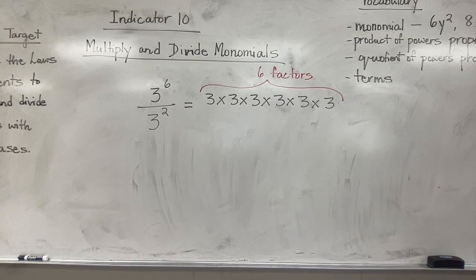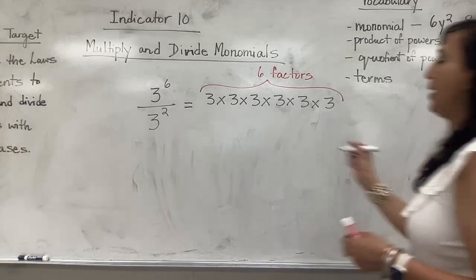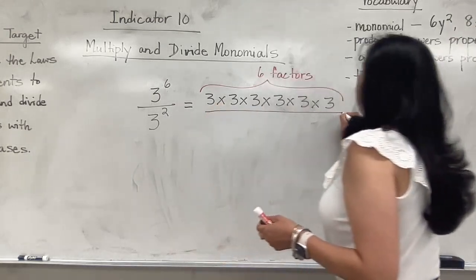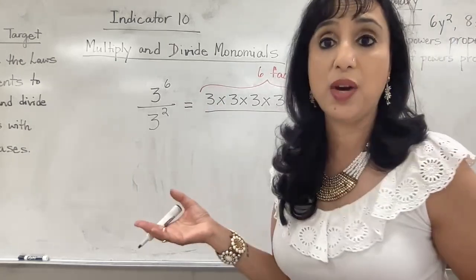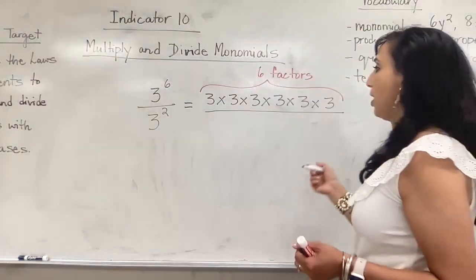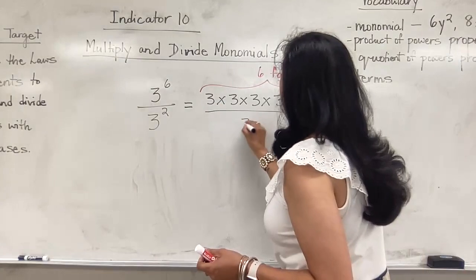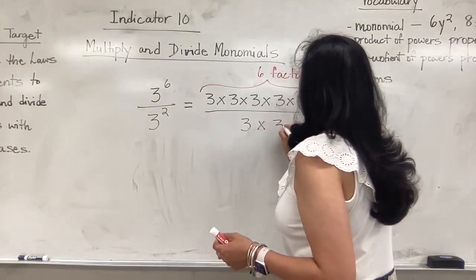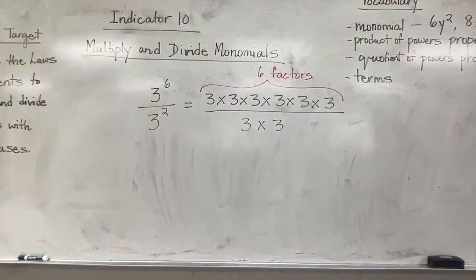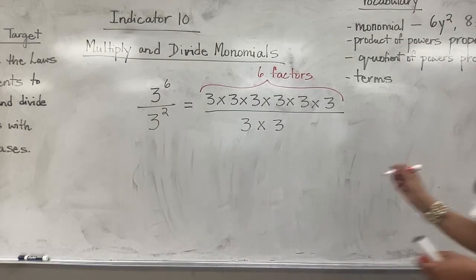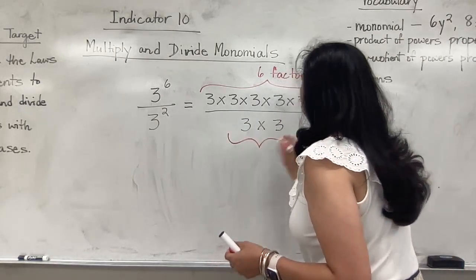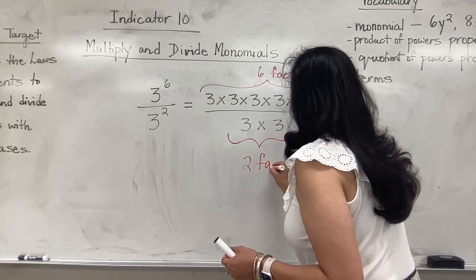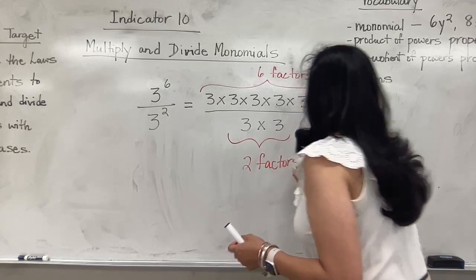Then let's look at 3 squared. And we know that the fraction line means division, right? So that's what we are working on. So 3 squared means 3 times 3. How many factors do I have here? I have 2 factors of 3.